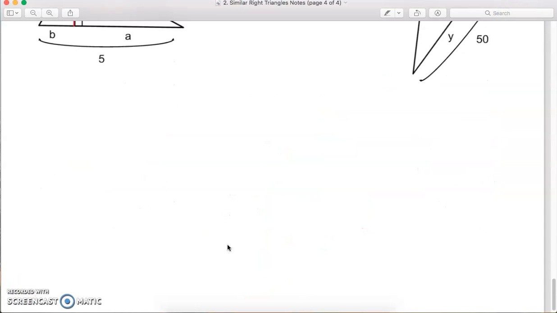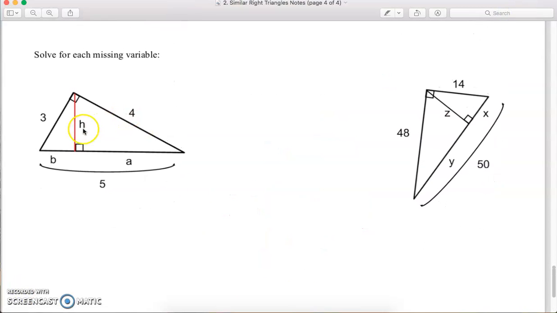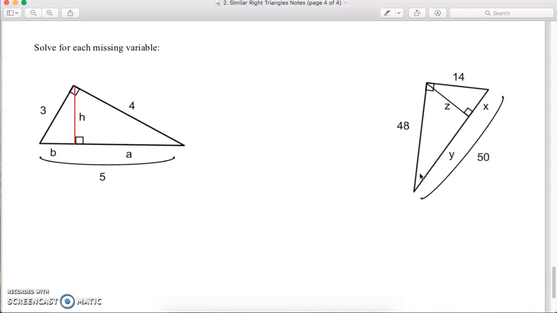All right, so I'll let you guys try these two problems right here. See if you can find each missing variable. So you've got multiple missing variables here, and you need to use both SAAS and HLLS to find the missing variables. So give those a try, and then we'll go over them.